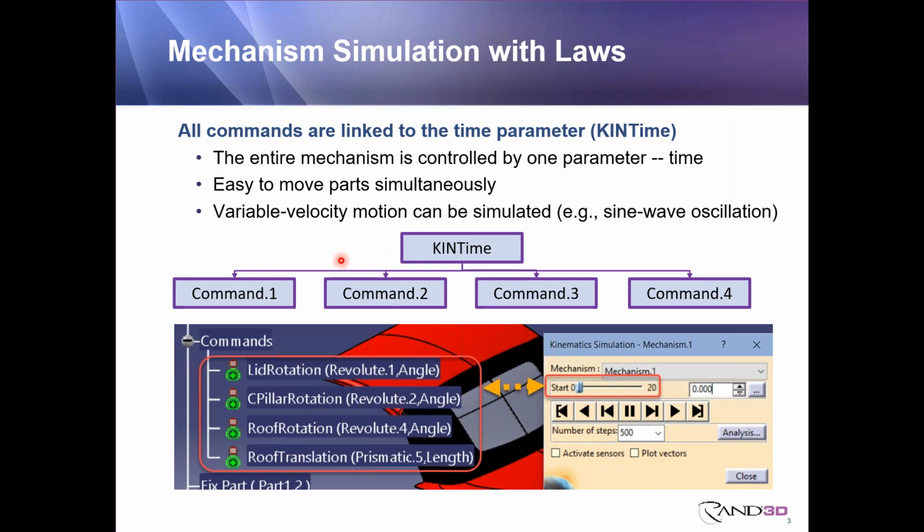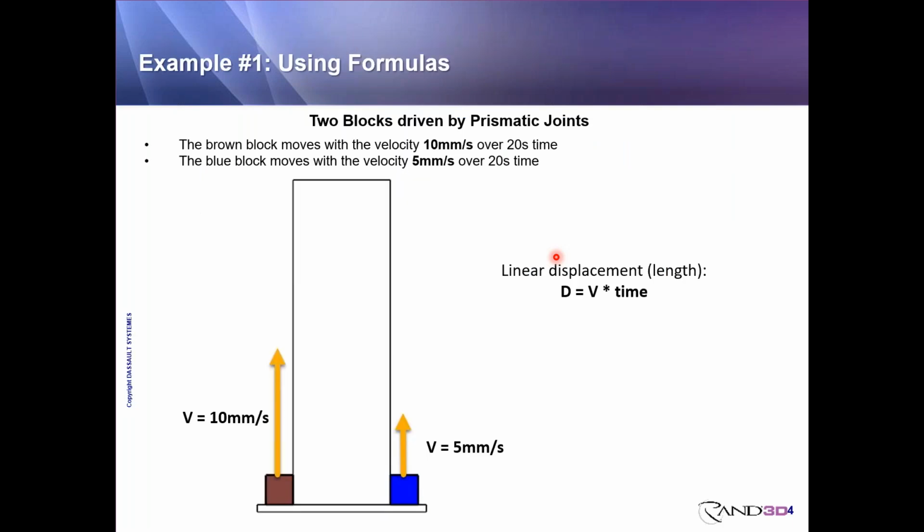So basically, you've got to create this. You see there is a kinematic time, and in turn, it controls all the commands in your mechanism. Now, how do you make that happen? Actually, there are several methods, and I'm going to go through each of those methods or practices and workflows using examples. And I'm going to start with a very simple example, which is you can actually use formulas.